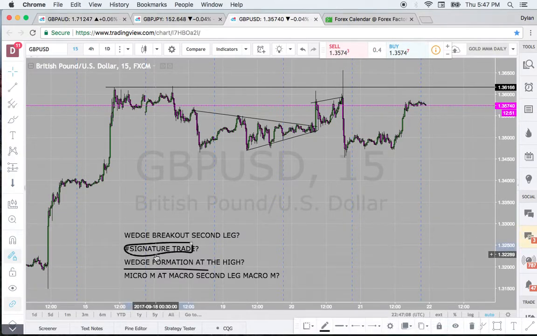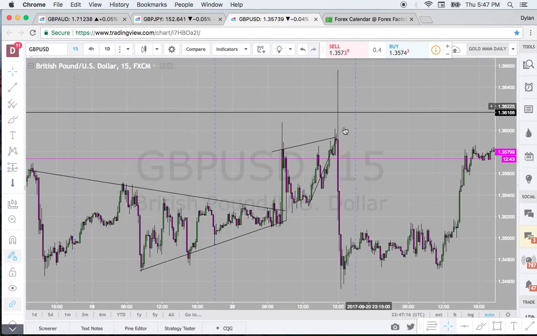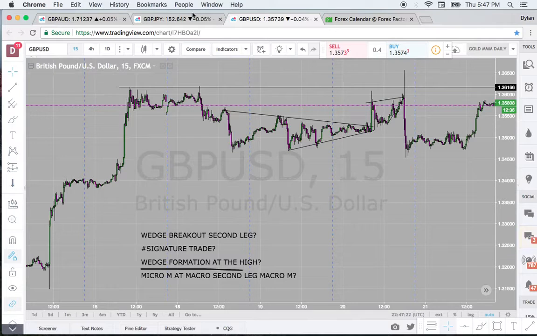So, wedge breakout second leg. This was the wedge breakout second leg. Wedge formation at the high. This was also a wedge formation at the high, or very, very close to the high. But does this only work on GBP USD? Sadly, no. This works on every pair and on every time frame, you guys.